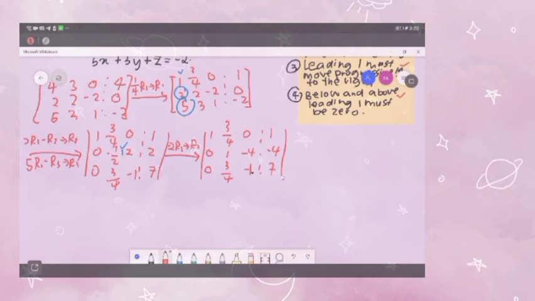So now we have a leading 1 for row number 1 and a leading 1 for row number 2. But we still need to make sure that this one is equal to 0 and this one is equal to 0. So we haven't reached RREF, so we will continue the process again. We will do the process simultaneously to make both above and below the leading 1 of row number 2 zero.